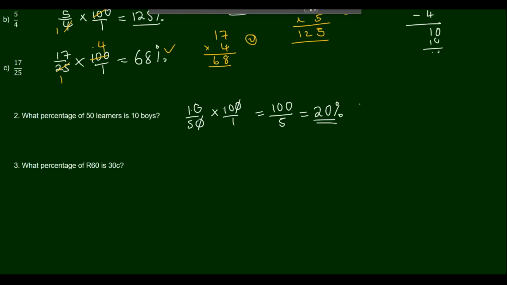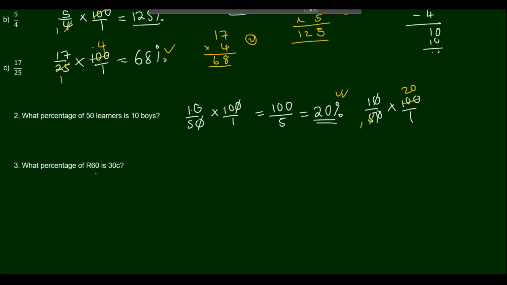You could have said also, let's say we have 10 over 50 times 100 over 1. You can cancel here and say, divide by 10, we have 1 over 5. And then you say 5 into 5, 1. 5 into 100, 20. Still get the same answer.